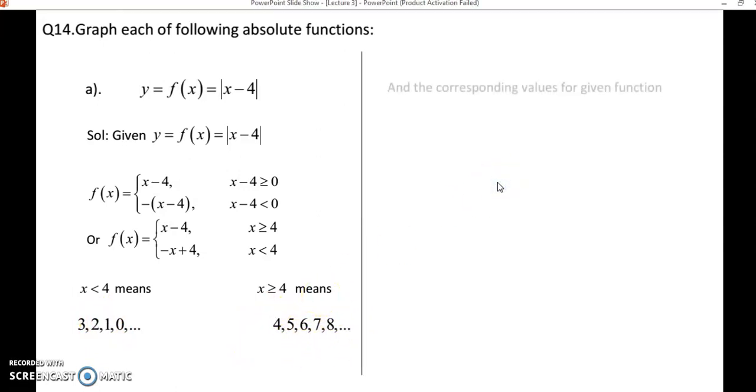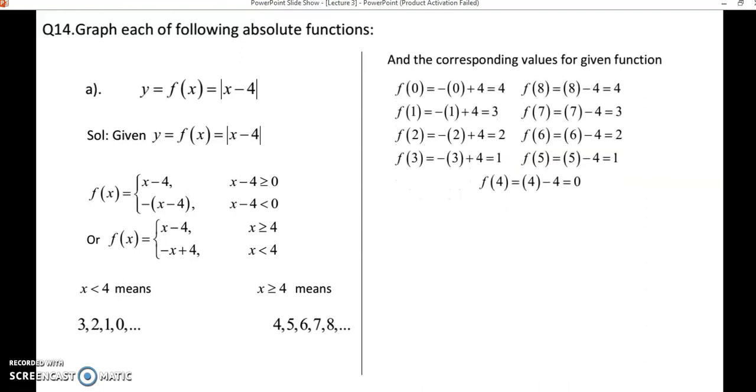To construct my table, the corresponding values for given function will be like this. When you are taking your input as 0, since it is satisfying this interval, so you will be choosing -x plus 4 functional value. Your output will be 4. And when you are choosing any value from this interval, you will be choosing x minus 4 as your functional value. So after inserting the input, you will be getting your output.